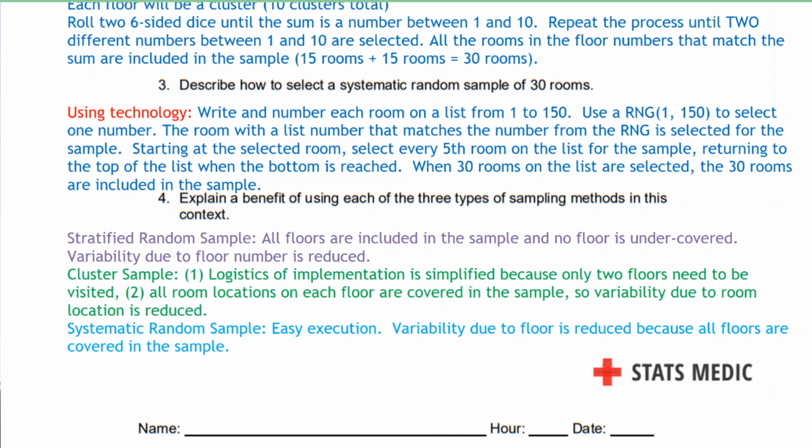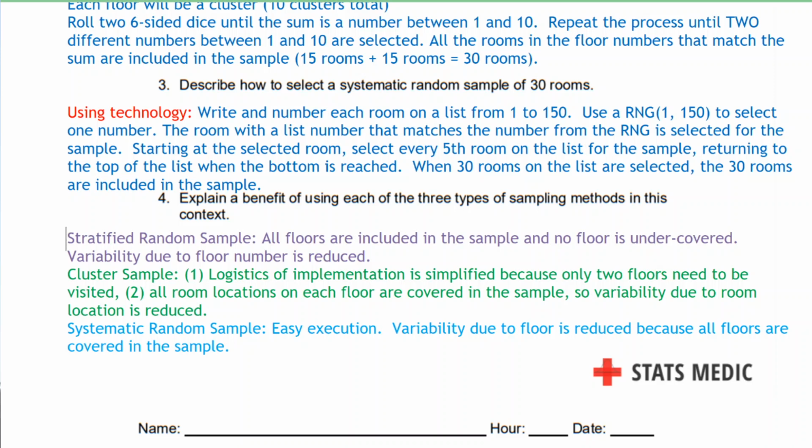Now, if you choose to use a cluster sample, number 1, logistics are simplified because you only need to visit 2 whole floors. You don't have to visit every floor in order to do this. And also, something to think about is all room locations on each floor are covered in the sample. We have all the north rooms, all the south rooms, all the east rooms, and all the west rooms. So if there's any variability due to room location in the floor, that variability will be reduced.